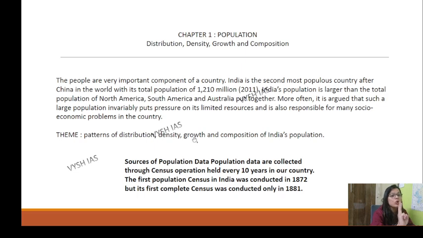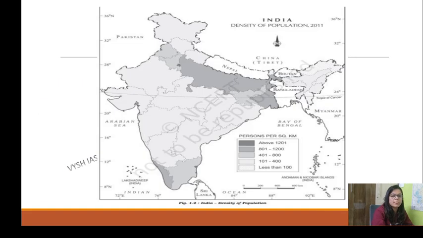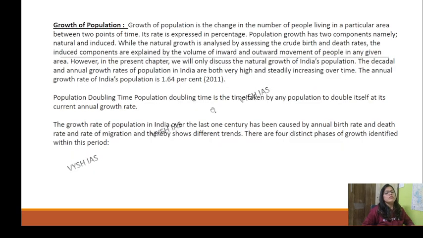Now we are coming to growth, a very important part, the most important part of this chapter. How do you understand growth? Of course, you are going to take two points of time, for example 1991 and now the population in 2011. So you have to take two particular times. Growth of population is the change in the number of people living in a particular area between two points of time. How is the growth of population represented? It is represented in percentage.